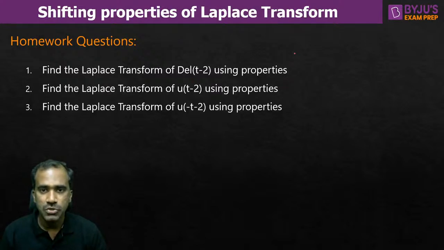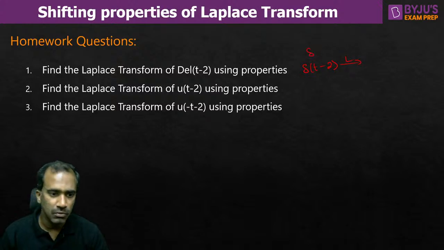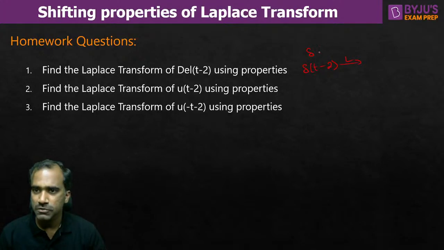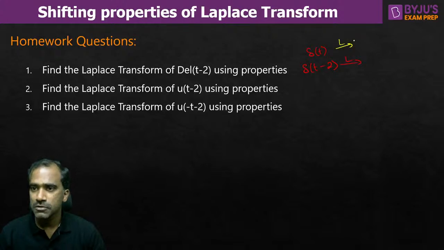So del of t minus 2, let's use the time shifting property. Del of t minus 2, Laplace transform, if you want to find, first write whatever Laplace transform that you know. So this signal is familiar, but we don't remember the Laplace transform of this one. We remember the Laplace transform of del of t, right? So del of t Laplace transform, if you know, just write it. It is 1. ROC is entire S-plane, for all sigma. Now, del of t minus 2, let's apply time shifting property.